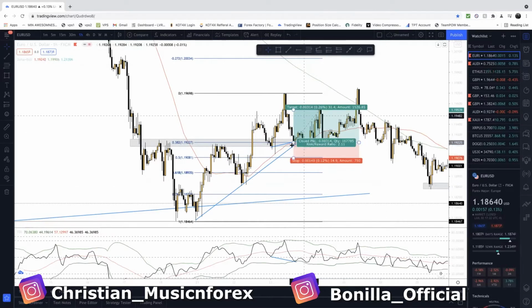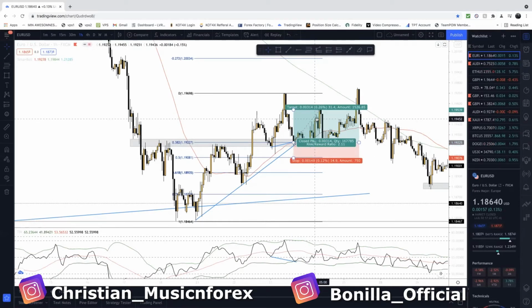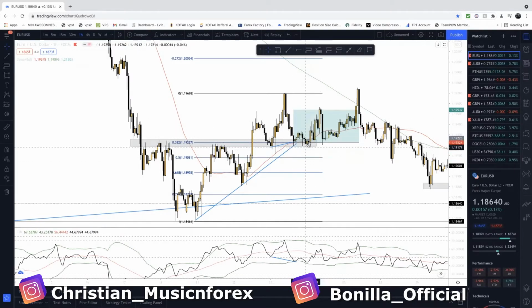That was the plan. I entered here, let it go. Once it reached about halfway, I covered my entry. So it went up here, pushed up. Once I saw this big push up here and retracement, I moved my stop loss up. Right now it's risk free. Pushed up, went right to TP. It was a butter trade.